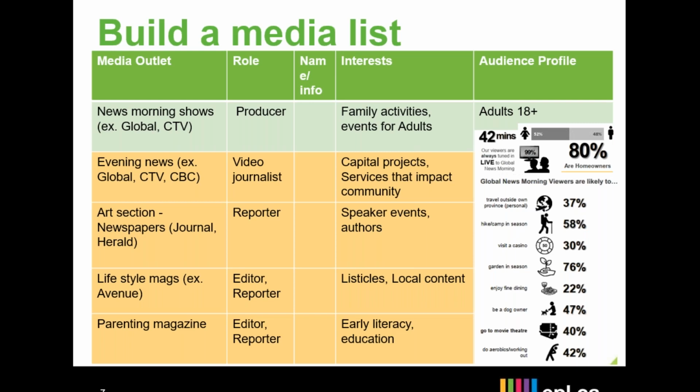And in the audience profile, this is where you can include details about the audience that is interested in that media outlet. So in this case, they're adults 18 plus, they watch the show for 42 minutes, 80% of them are homeowners, and you can have a general idea of what their interests are. So if you know what their interests are, you can create content that's relevant to you and relevant to them. This media list can be done in a simple spreadsheet, and if your budget allows, there are tools out there that can manage this for you, such as Meltwater and TrendKite.